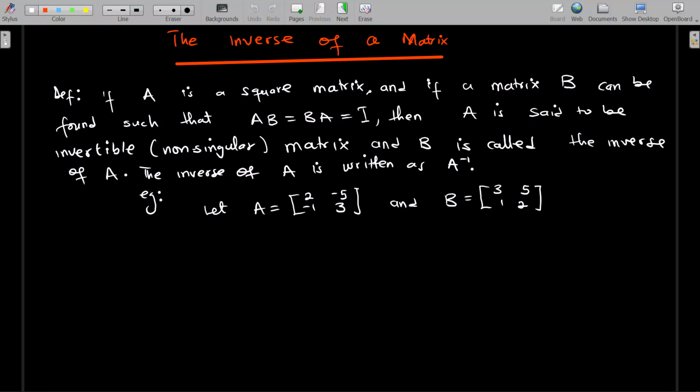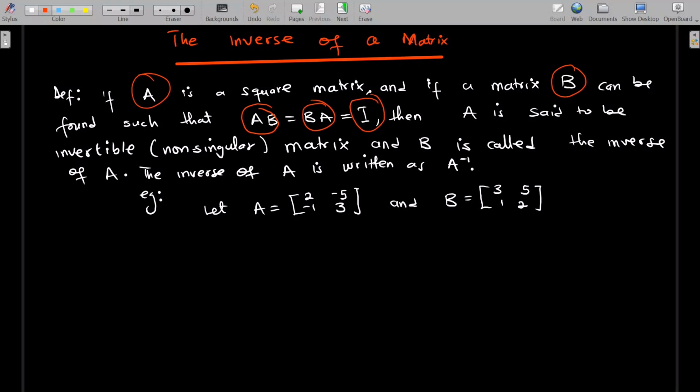I'm going to go through the inverse of a matrix, and I have some definitions I want us to go through here. If A is a square matrix, and before you can find the inverse, A should be a square matrix, and if B can be found, some matrix B such that if you multiply AB, and then you do the other multiplication, BA, both of them should give you the identity matrix I, depending on the dimension you are dealing with.